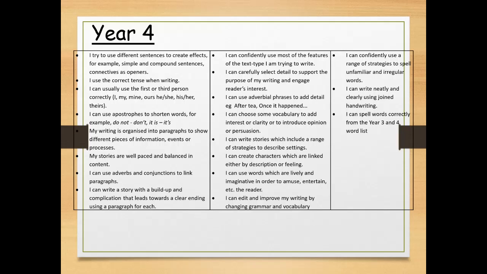I can use adverbial phrases to add detail, for example, after tea or once it happened, and then continue my sentence. I can choose some vocabulary to add interest or clarity or to introduce opinion or persuasion. I can write stories which include a range of strategies to describe settings. I can create characters which are linked either by description or feeling. I can use words which are lively and imaginative in order to amuse or entertain the reader that I'm writing to. I can edit and improve my writing, changing grammar and vocabulary.